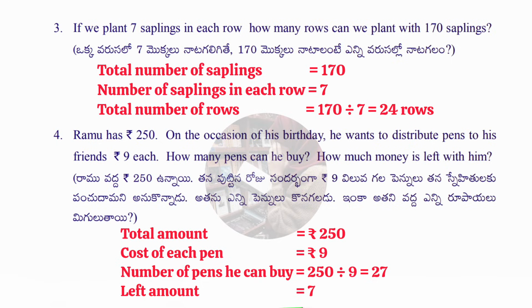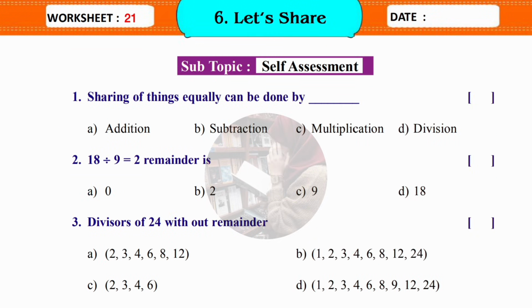Understood, guys? Now we'll move to the last worksheet, that is worksheet number 21. Here the topic is self-assessment. Okay, let's do this. So first one is sharing of things equally can be done by dash: A addition, B subtraction, C multiplication and D division. Of course, D is the answer, division.